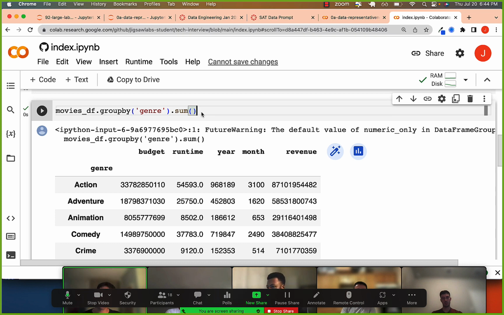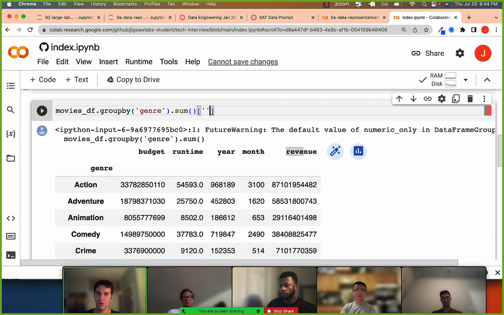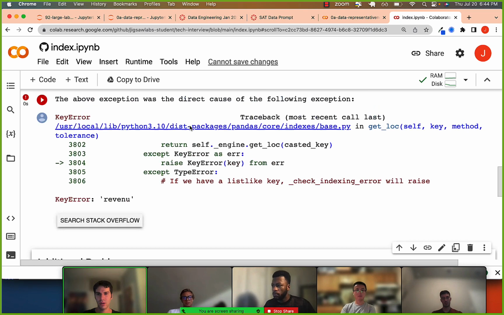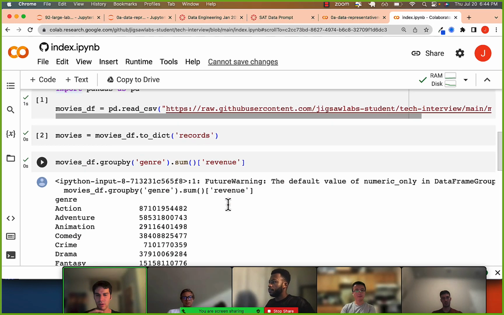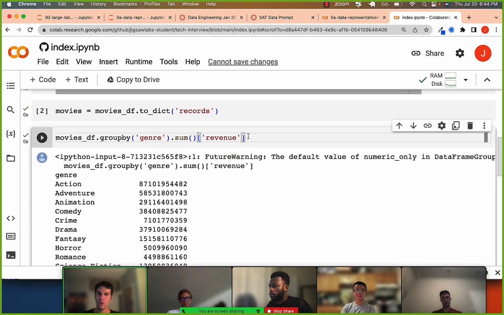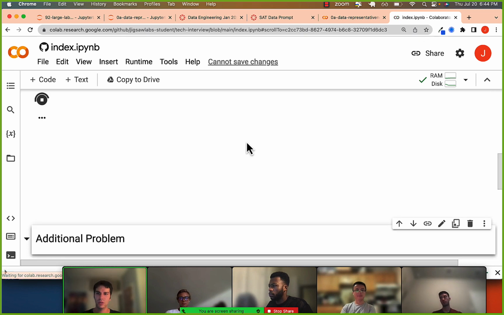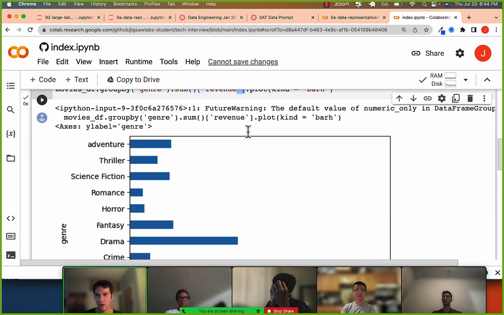So what do I want to do? I really just care about the total revenue per each of these things. So from there, you can do revenue. Okay, I think I just spelled it wrong. So here we have the revenue, and now we're back to this series. The index values are the different genres. Here we have the actual revenue amounts, and then we can plot kind equals barh. If you want, you can sort the values, etc.